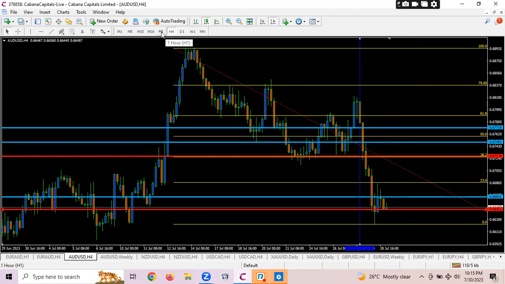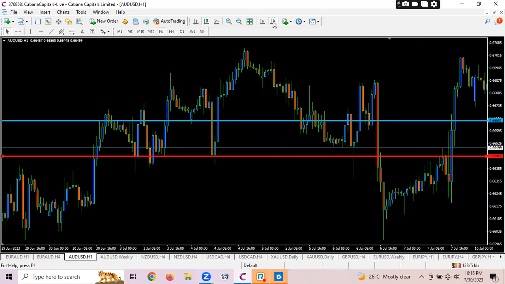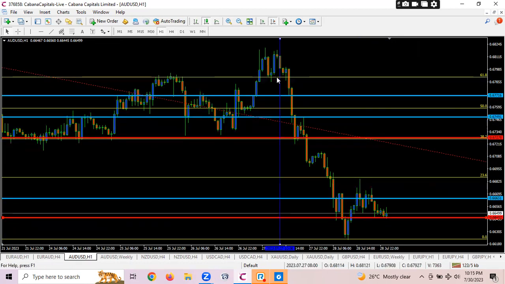So I will go down to 1 hour to identify. It could be a breaker or mitigation. So let me go down to 1 hour. So you can see what I said. This is a mitigation block. Okay, this point is a breaker. This point is mitigation. So we have both mitigation and breaker at this level. So this will be my target for the buy.